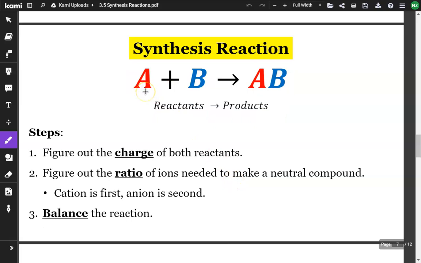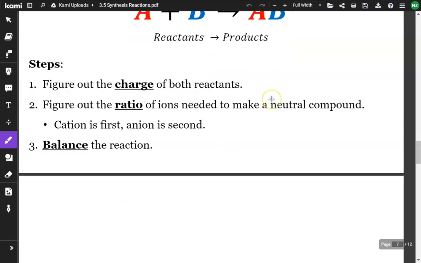We have one reactant, another reactant, and when we put them together, we get a compound. That is reactant A and reactant B smashed together. So our steps. Step number 1, figure out the charge of both reactants. Then we're going to figure out the ratio of A and B needed to make a neutral compound. We always put the cation first and the anion second. And then finally, we balance.